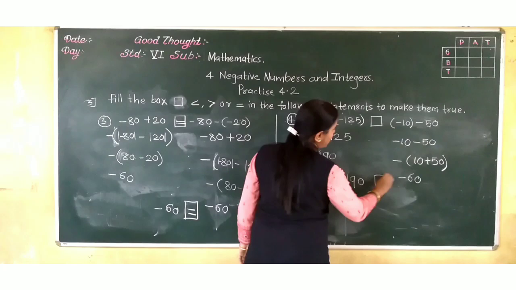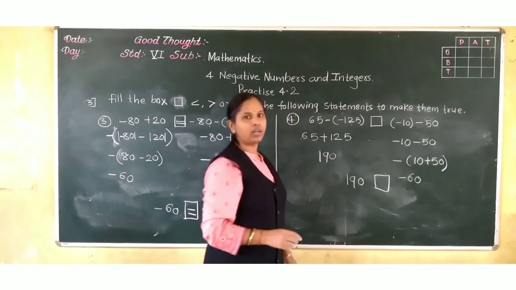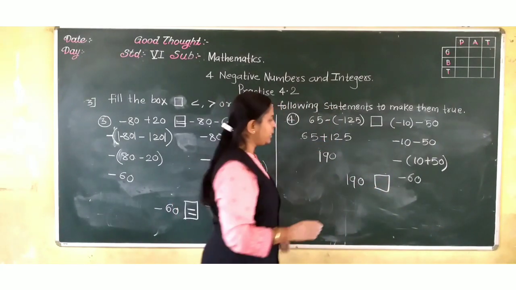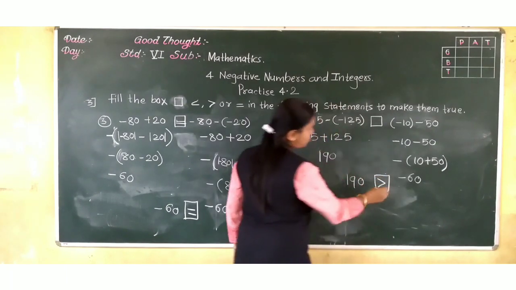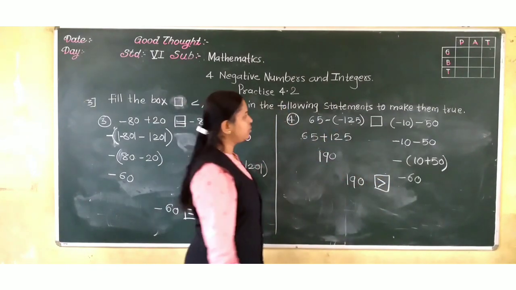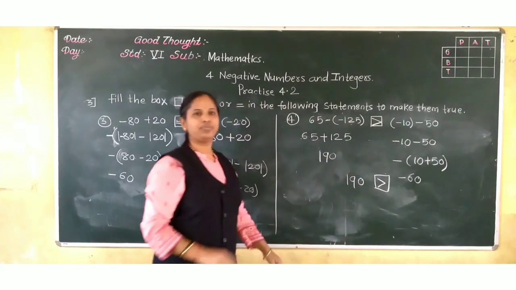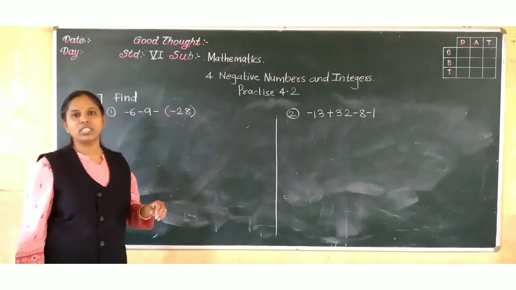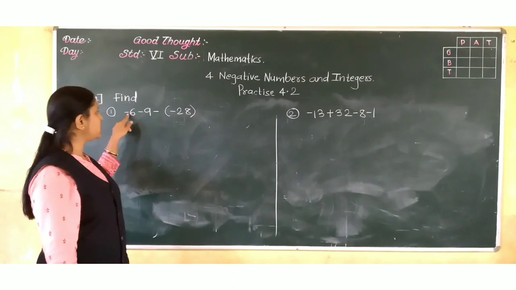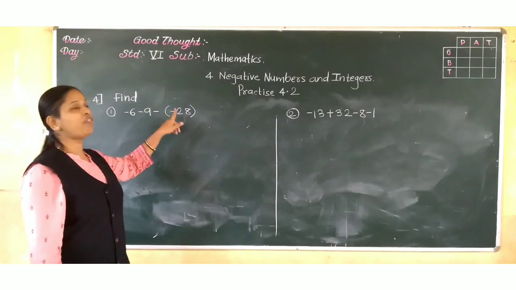Now who is greater? Plus 190 is greater or minus 60 is greater? Always positive integers are greater. So 190 is greater. So in this, who is greater? This is greater. Followed?